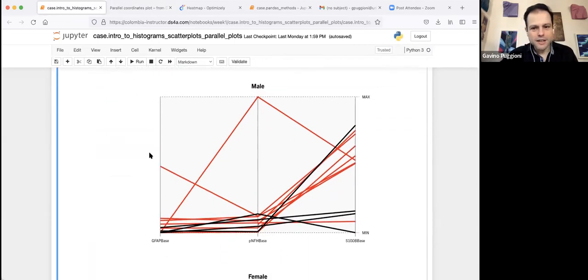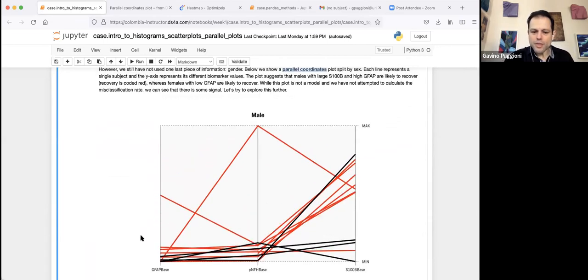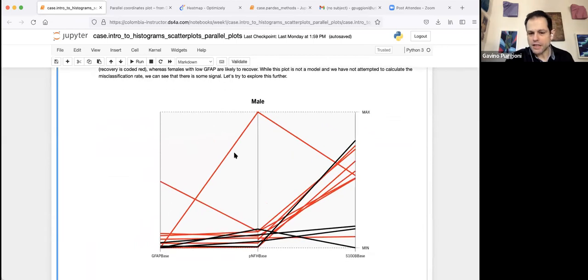Well, we can see it in this way. So we have 3 different biomarkers in vertical and the values, and we have 1 line for each subject, okay? And the color code is still the same that we had before. In red, we have the recover. In black, we have the non-recover. And among the males, what do we see?